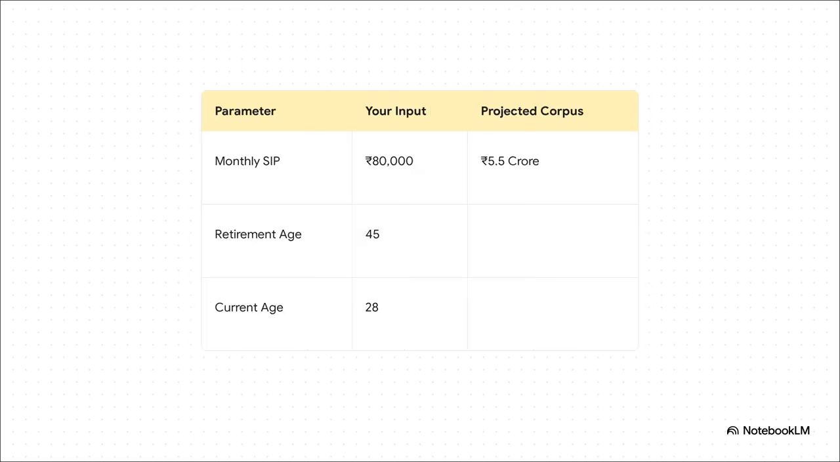Or how about this? Financial planning. You can just tell Labs, hey, here's my age, my income, my retirement goals. It'll then go research different investment strategies and build you an interactive dashboard.